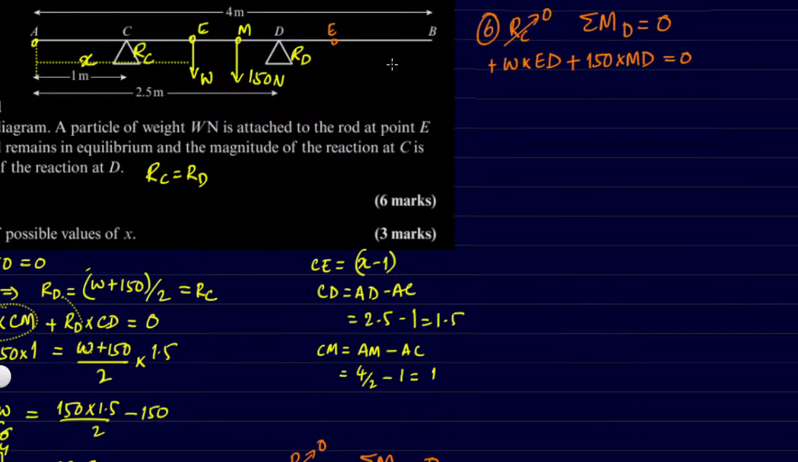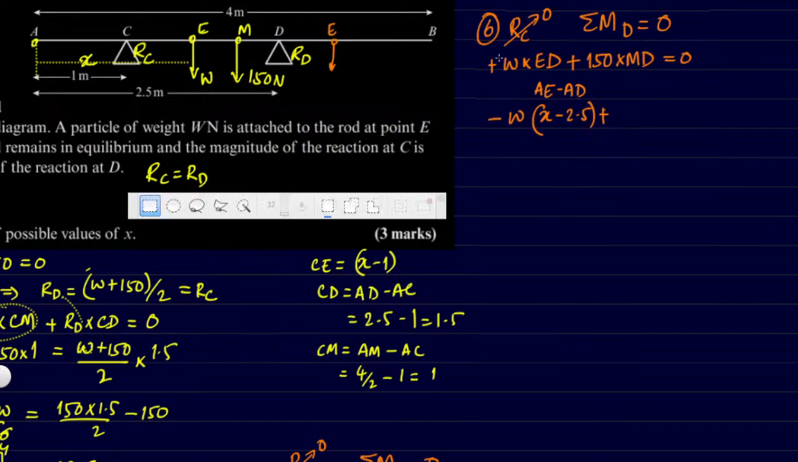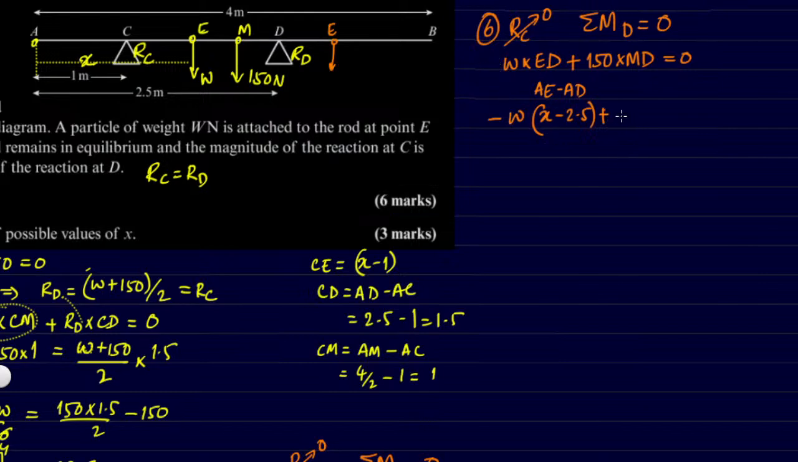And ED can be written as AE minus AD. Yes. AE minus AD. And AE value is X, AD value is 2.5. Correct? Yes. So W into 2.5. And if it is on this side, actually it will be clockwise. Correct? Clockwise means this has to be negative. Plus 150 into MD.